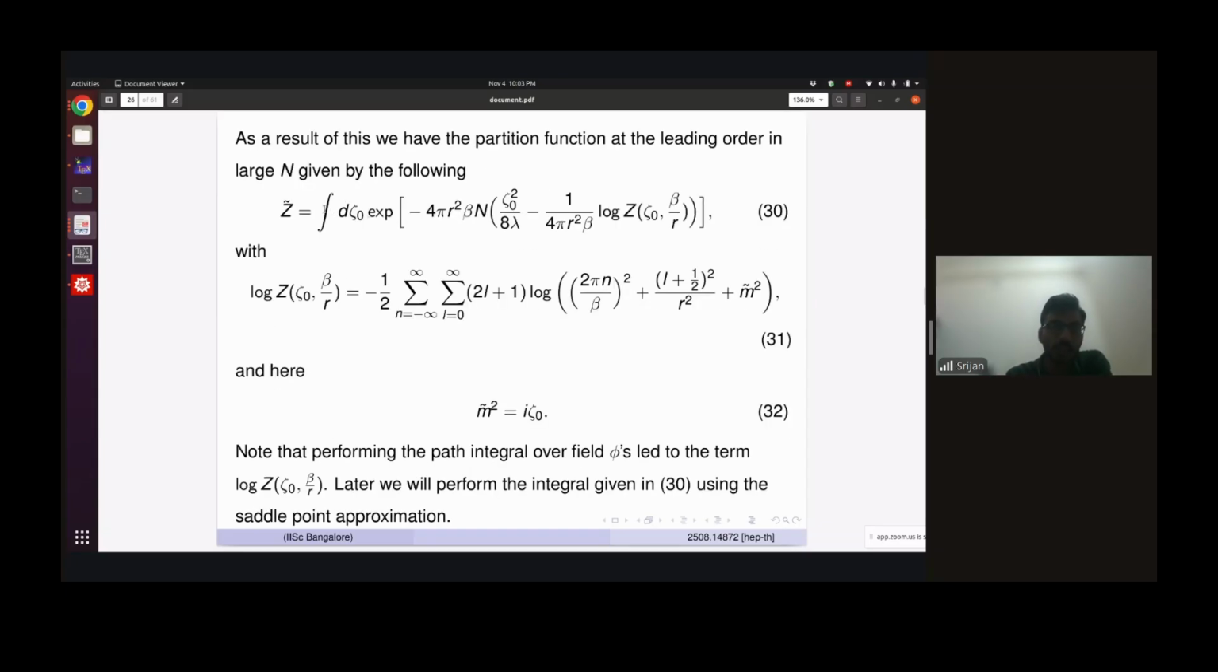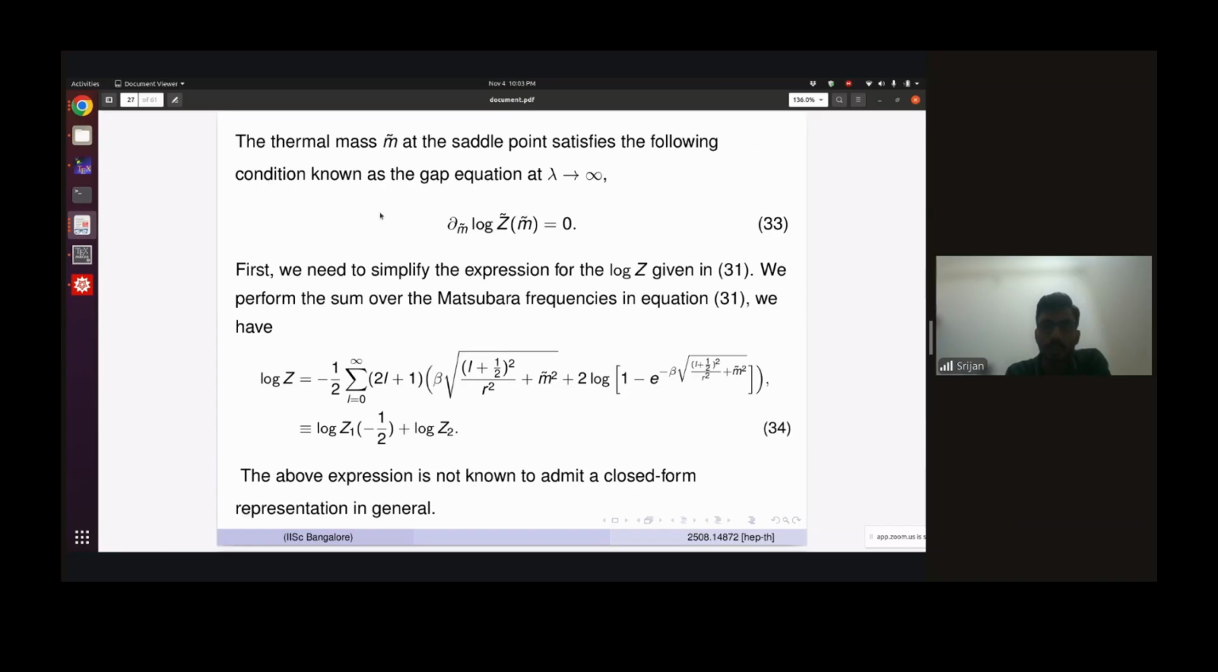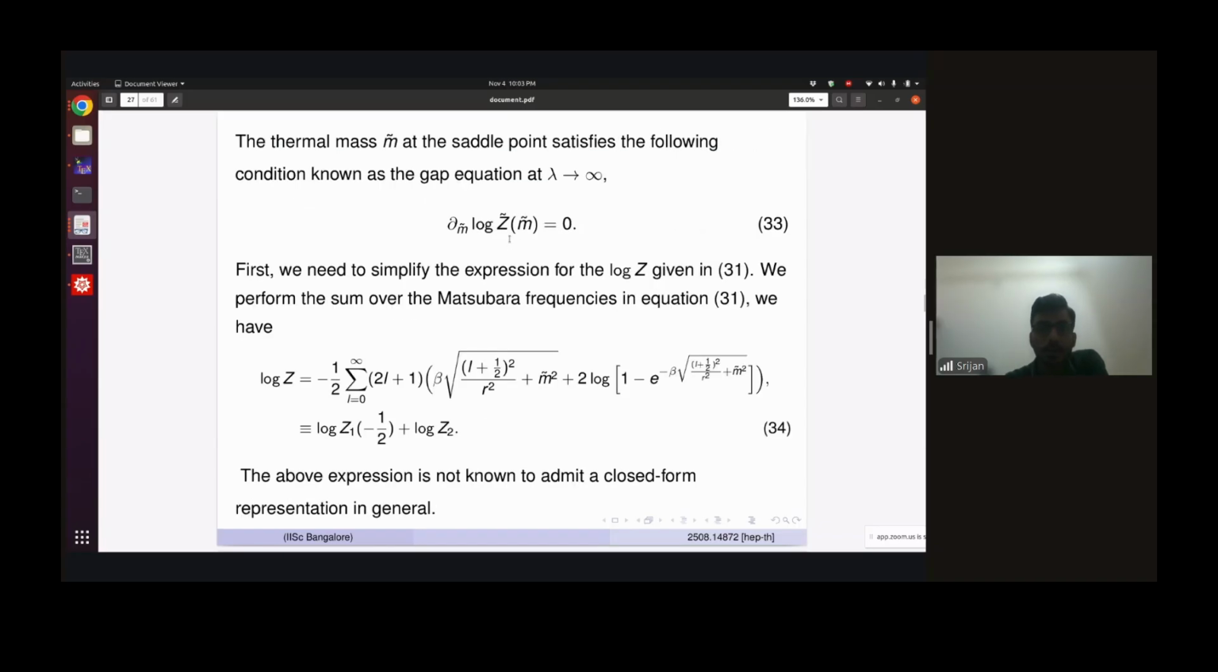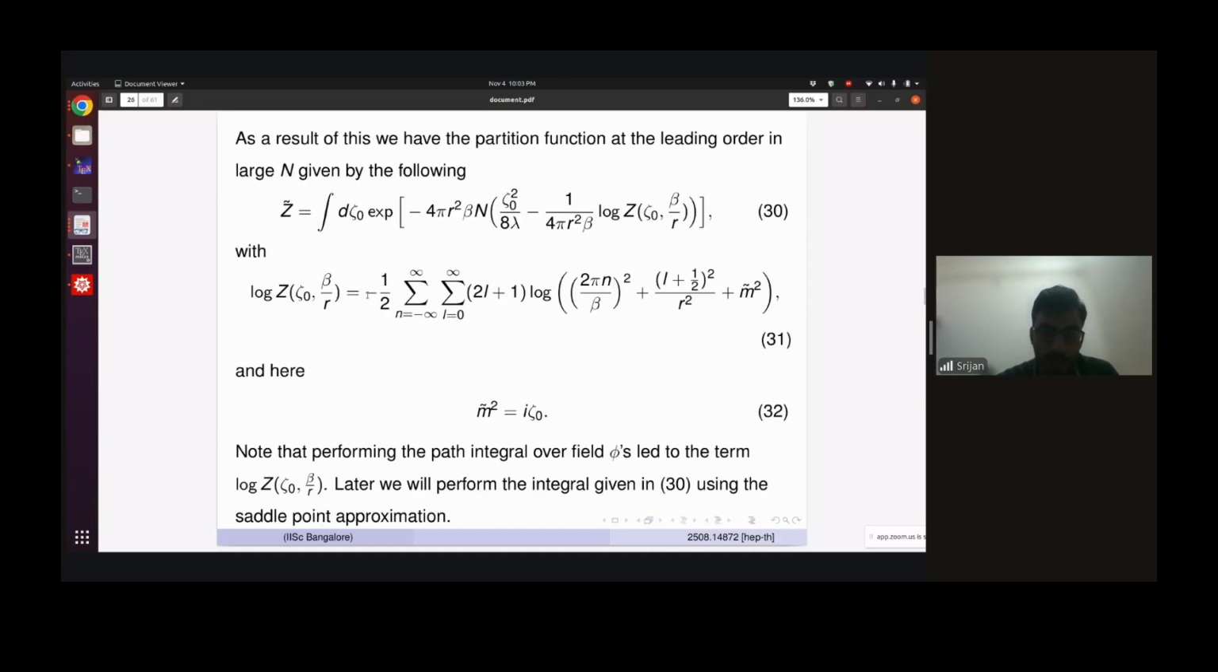So finally what we will do is evaluate this integral using the saddle point approximation. And for the saddle point, we take the lambda going to infinity limit, so this term basically drops off. Before going into the saddle point analysis, first we have to evaluate this log z part, which was just the massive part, right?